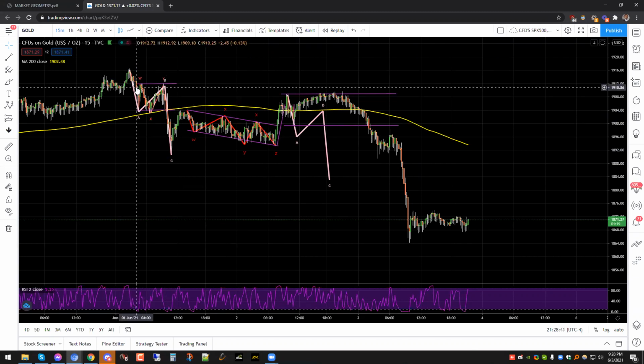Now, some patterns, some instruments, I should say, tend to have different types of patterns. For example, gold may favor the ABC pattern where you have a short wave and a long wave. It could be the A wave being short and the C wave being long. It could be the C wave being short and the A wave being long. Okay, so gold may be more of an instrument that would give us a shorter A wave or a shorter C wave, and the other wave is long to create ABC formations.